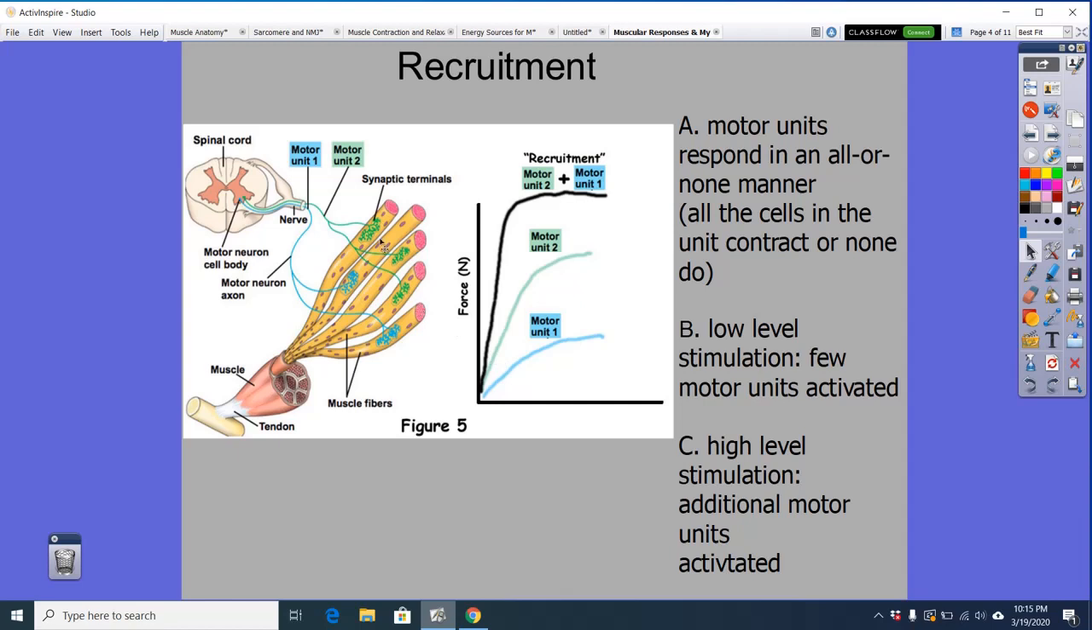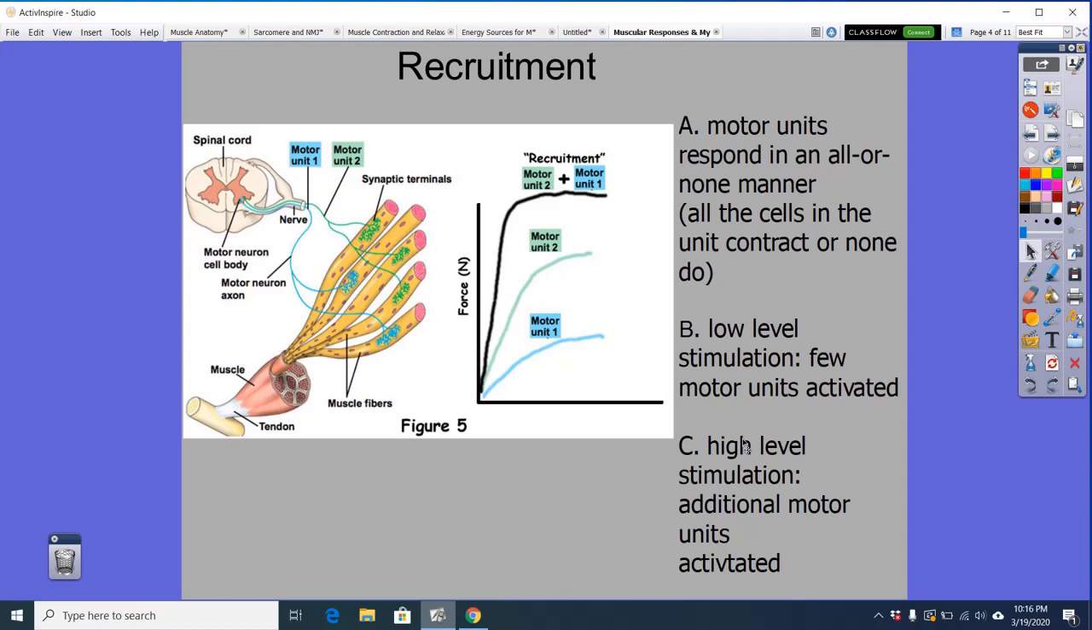If you stimulate just motor unit 2, then that would be a little bit more force. Maybe that's like lifting your textbook. But if you send a nerve impulse down motor unit 1 and motor unit 2, then you get a lot of force out of that muscle in comparison to just 1 or just 2. So this would be lifting something even heavier. And that's going to be correlated with low-level stimulation and high-level stimulation.